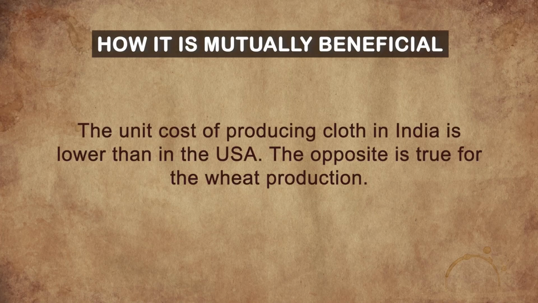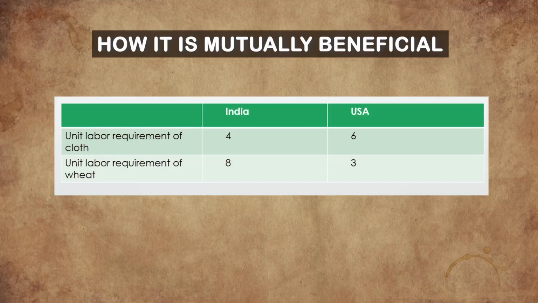So what we see here in our previous example of India and USA is that the unit cost of producing cloth in India is lower than in the USA. And the opposite is true for the wheat production. So for a ready reckoner, let's very quickly check this. For cloth production, India requires 4. For wheat production, India requires 8. US requires 6 units of labor for cloth production, and US requires 3 units of labor for wheat production.